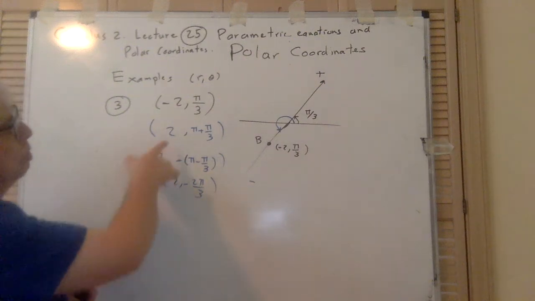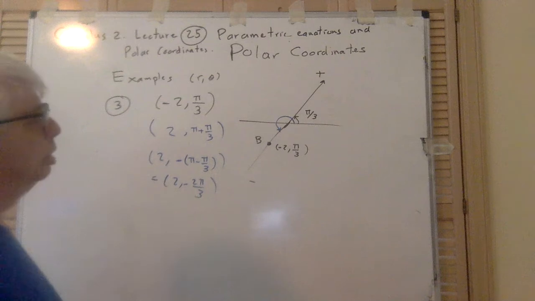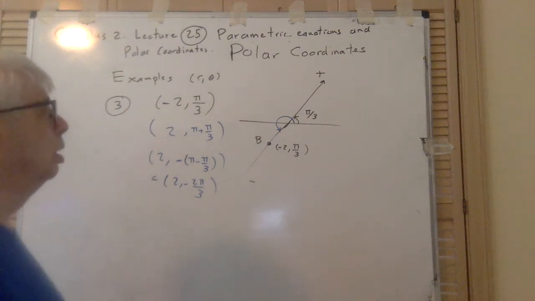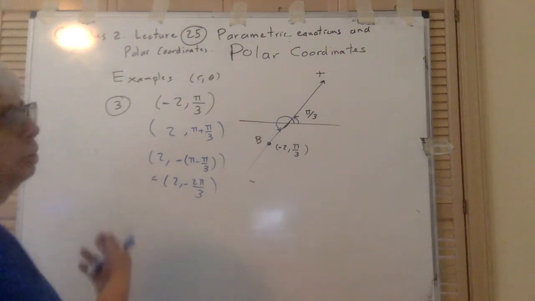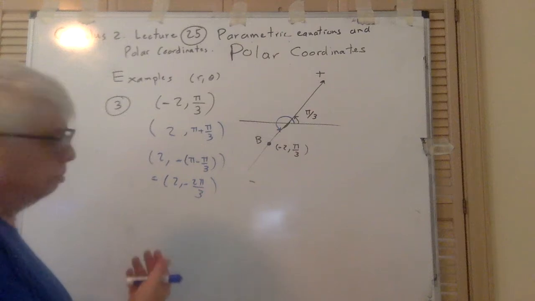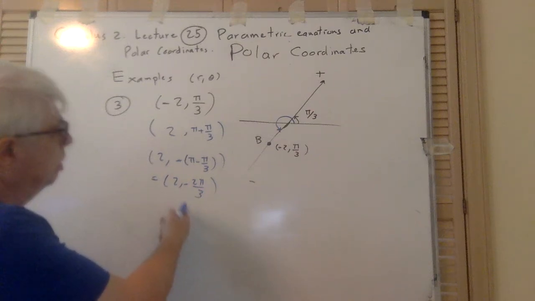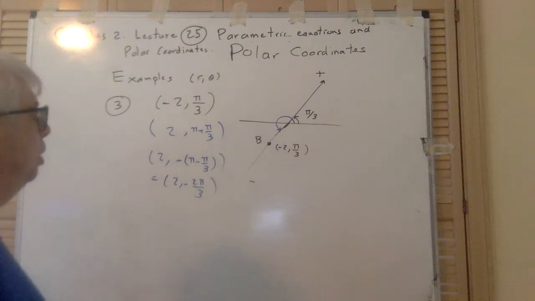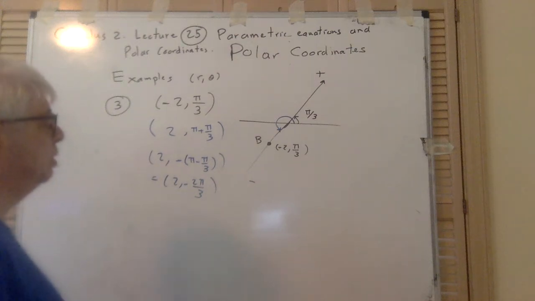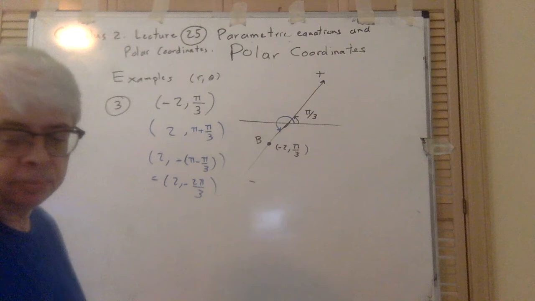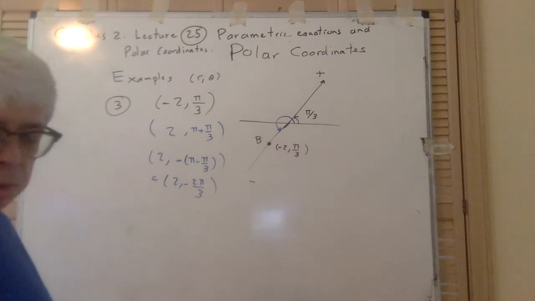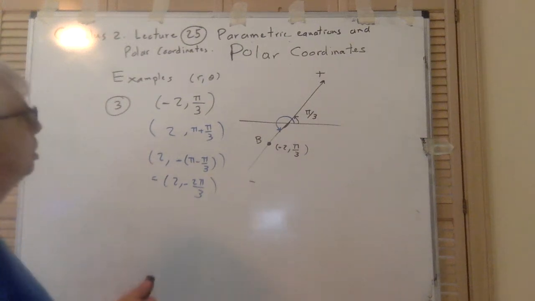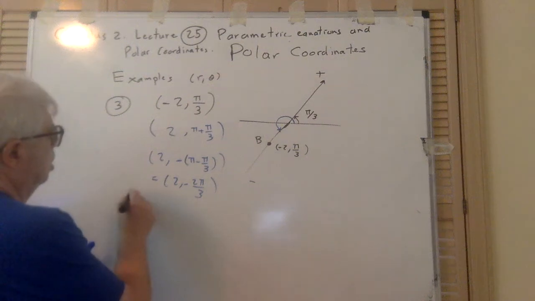But you can always write both of them positive. So you can always add, say, 2 pi to this, for example, and get positive. So if I add 2 pi, then I will get this. So if you have a negative angle, by adding 2 pi or 4 pi or whatever, you can get a positive number here. Okay, and this is in the third quadrant, right? So this is in the third quadrant.